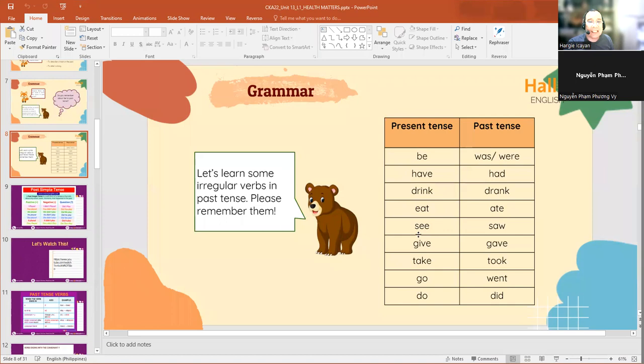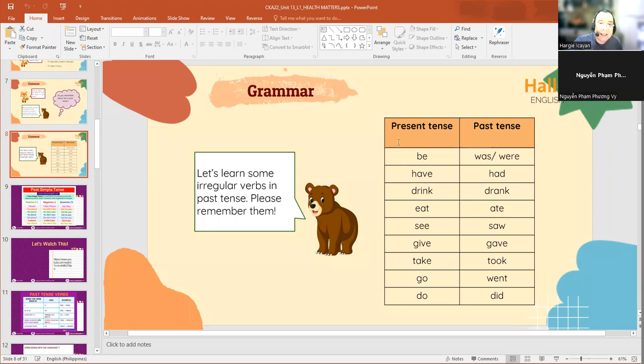What's the past tense of see? Saw. What's the past tense of give? Gave, right? What's the past tense of take? Took. What's the past tense of go? Went, right? What's the past tense of do? It's did.